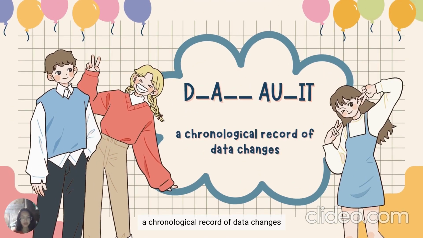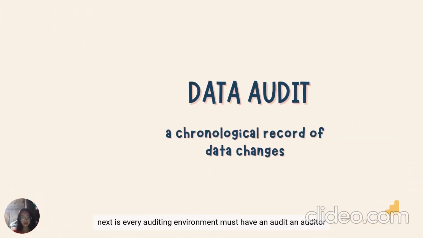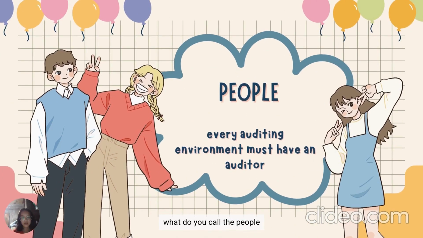A chronological record of data changes. Correct. The word is data audit. Next is, every auditing environment must have an editor. What do you call this? Correct. People.